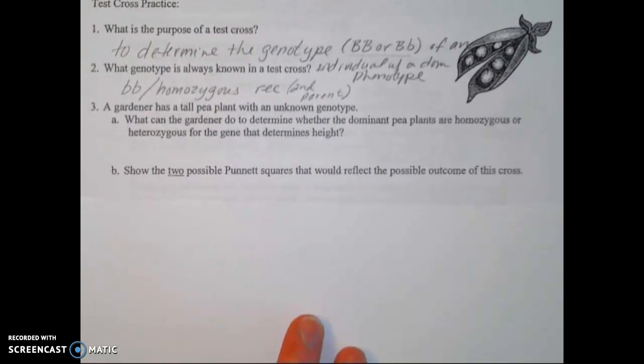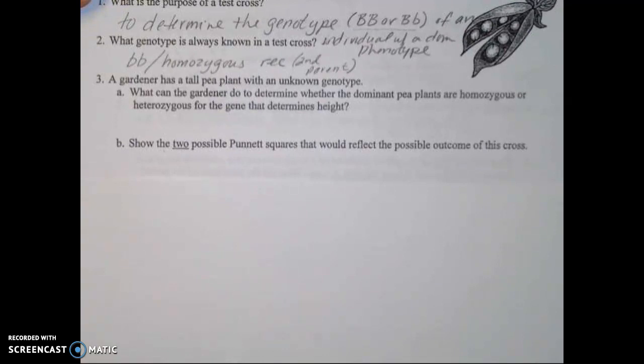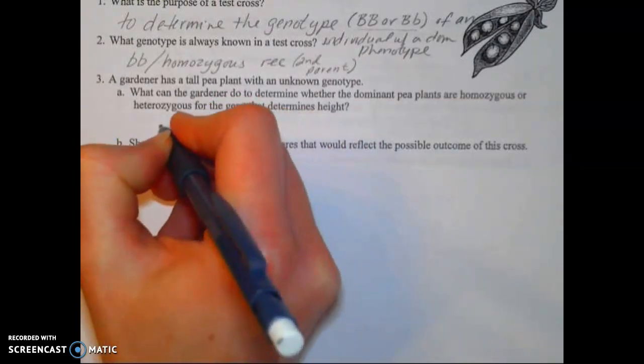So here's an example. We have a gardener that has a tall plant. He does not know the genotype, which means that plant could either be homozygous dominant or heterozygous, but maybe it's very important that he determines the genotype because he wants to know that he is surely going to get dominant offspring. So he would definitely want to know if the parent plant is going to pass down the dominant trait or the recessive trait. So what can the gardener do to determine the genotype of that dominant plant where we know its phenotype? So the answer to part A is perform a test cross.